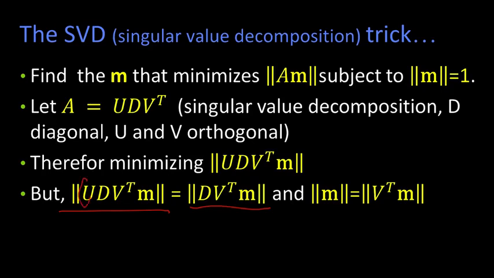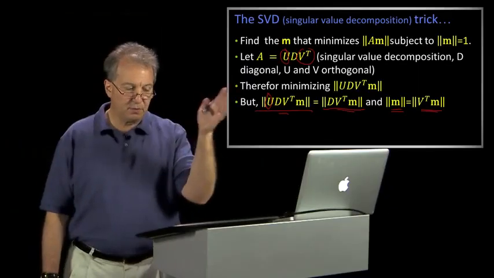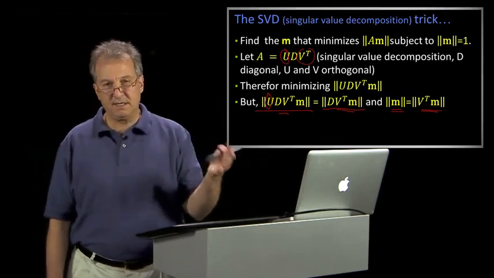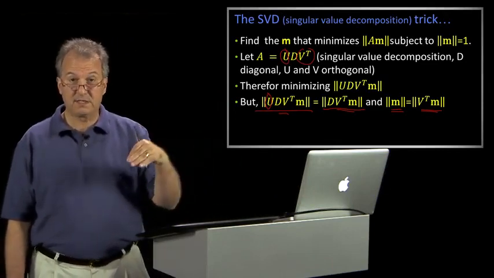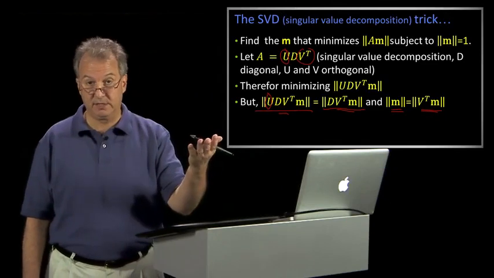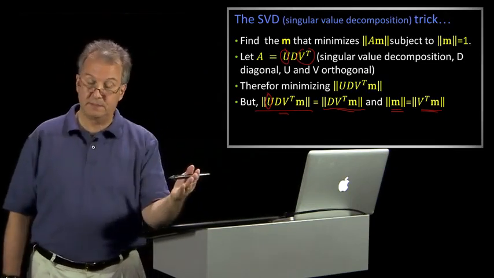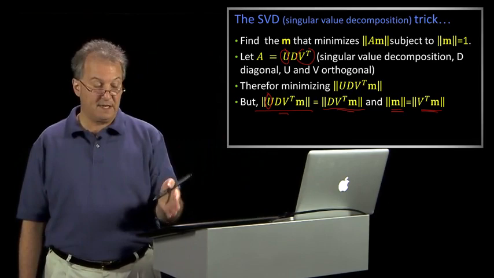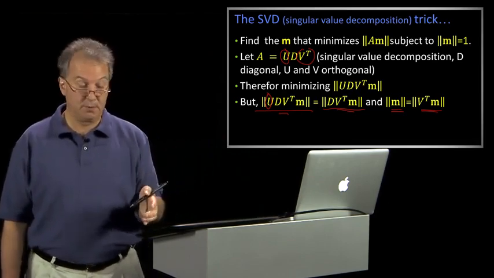Why? Well, these are just unit vectors, right? The U's and V also, for that matter, are made up of orthogonal unit vectors. So multiplying by them doesn't change the magnitude, and that's why these magnitudes are the same. And it's also why the magnitude of M is equal to the magnitude of V transpose M. For those of you who think about such things, V in this particular case is an orthogonal 12 by 12 matrix. You can think of it as a rotation matrix. So when you rotate a vector, you don't change its magnitude. So the magnitude of M is the same as the magnitude of V transpose M.